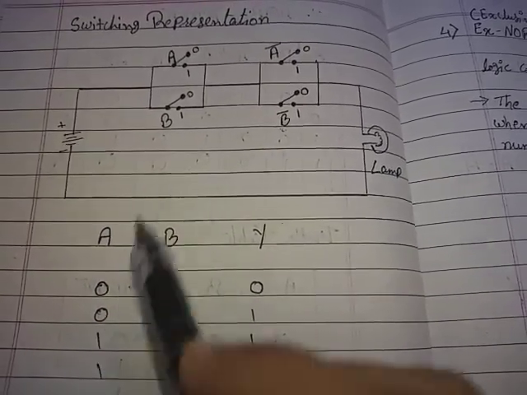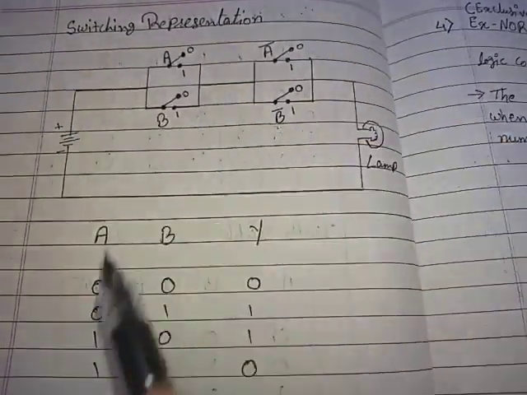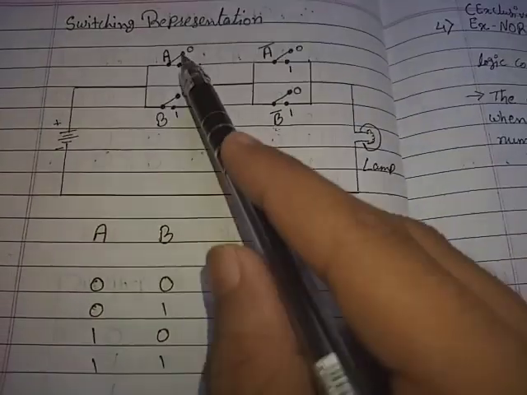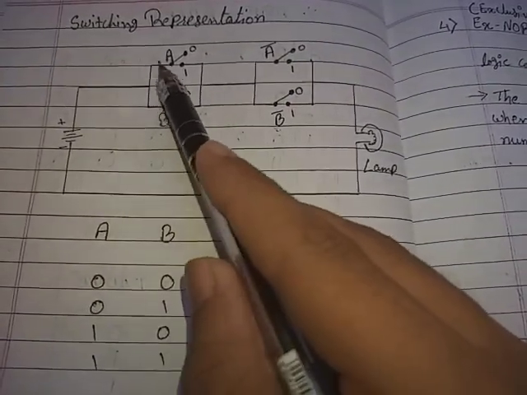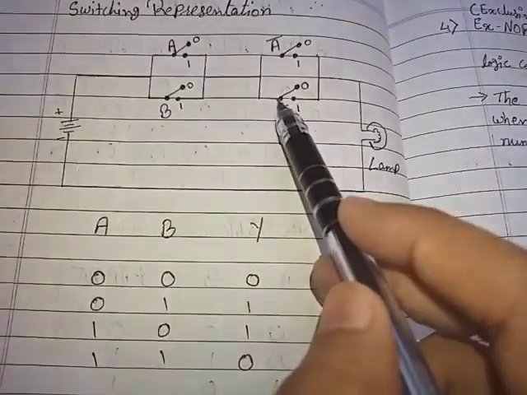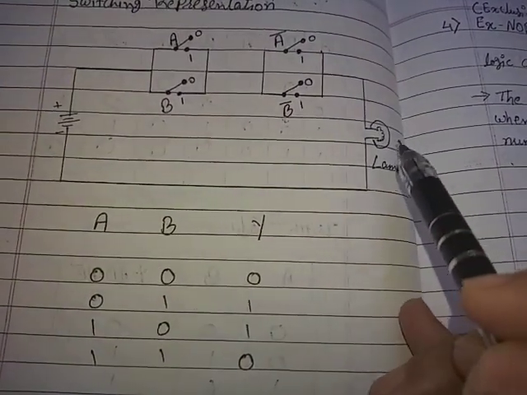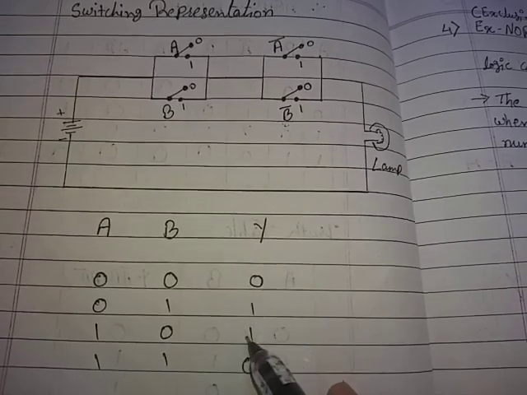Now A is at 1, that means A bar will be at 0. B is at 0, that means B bar will be at 1. So current will flow from switch A, switch B bar to the lamp. The circuit completes and hence the lamp will glow.